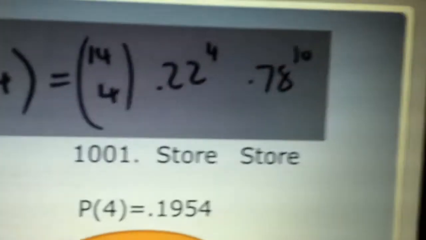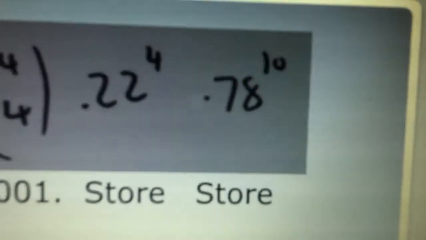That comes out to 1001. That's what I have there. Now these next two I said store because, as you're going to see right now, 0.22 to the 4th is rather large. So what we're going to do is store that in A. Alright. And now we got 0.78 to the 10th. Now, that one's a big one too, but instead of storing, let's go ahead and multiply it.